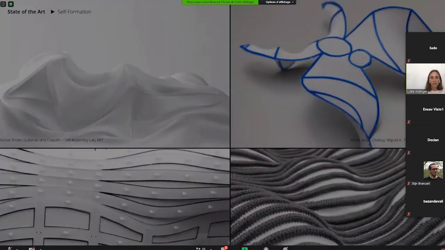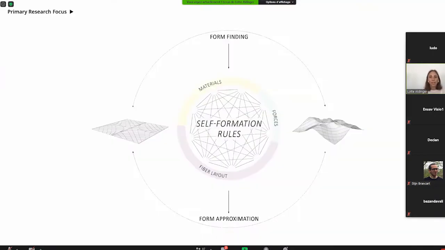There are other examples out there of self-formation, but I want to point out that self-forming systems are basically only a subcategory of bending active tensor hybrids, just that they're pre-stressed and not post-stressed in a way. But for us, the main focus of this research was to reveal the rules that underlie the self-formation. Basically, how does the grid form from flat to double curved? And starting from a target surface, how can we derive the grid that will end up in this double curved surface, which we call form approximation?